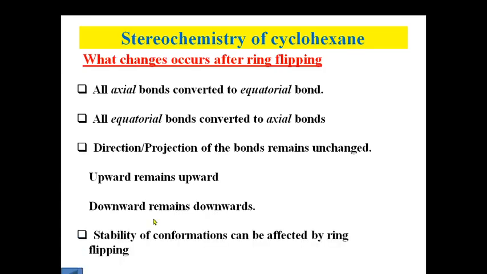And the last point related to this: stability of conformations can be affected by ring flipping. So it depends on what type of substituents are present at the axial and equatorial positions. That decides the stability of the conformation. So obviously ring flipping is the major phenomenon that also decides the stability of conformation.